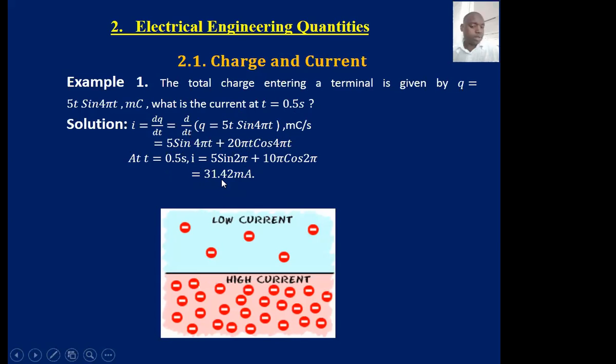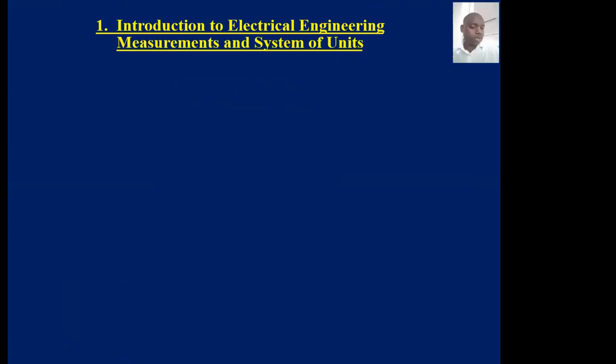Then I becomes equal to 31.42 milliamps. So that's how you calculate your current given how the charge is changing with time. And remember, since we said the charge is in millicoulombs, then our current should also be in milliamps. So now, since we said current is the rate of change of charge with time, if less charge flows per unit time, then we are saying there is low current. If we have more charge flowing per unit time, then we are saying there is more current or high current, right?